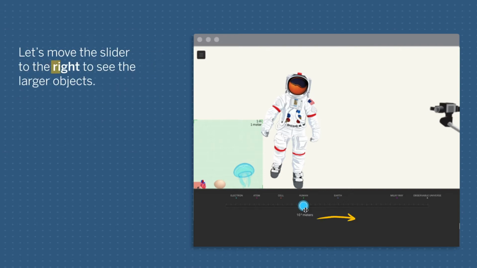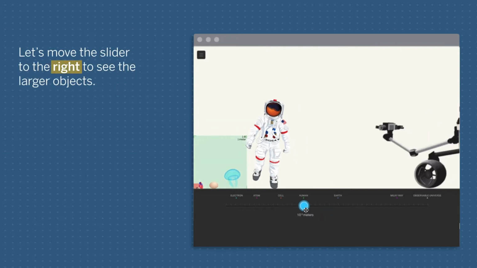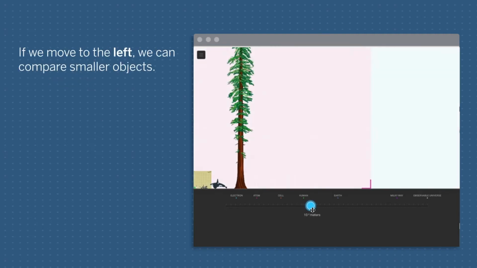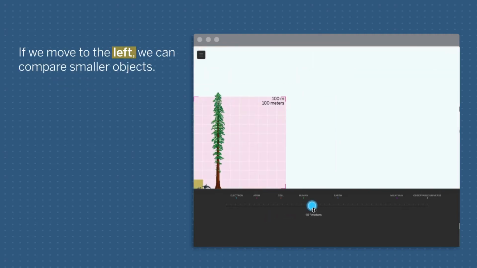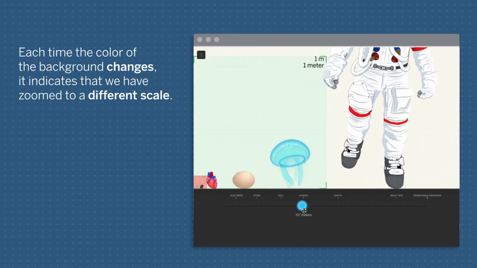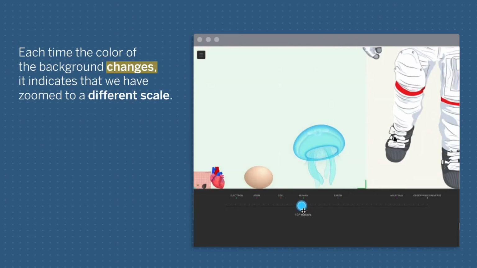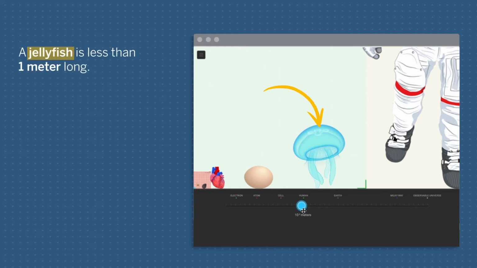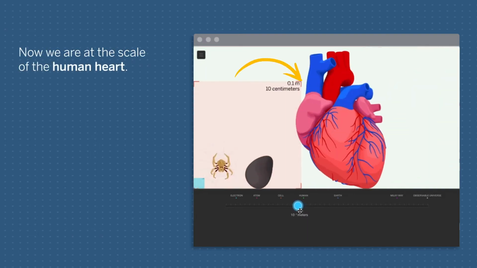Let's move the slider to the right to see the larger objects. If we move to the left, we can compare smaller objects. Each time the color of the background changes, it indicates that we have zoomed to a different scale. A jellyfish is less than 1 meter long. Now we are at the scale of the human heart.